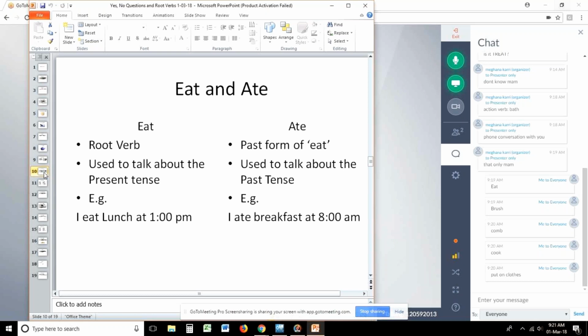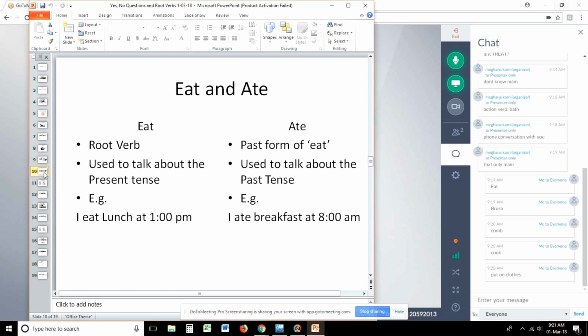So what is the difference between eat and ate? Eat is a root verb. A root verb is a verb which is used as it is without making any changes in it, and it is used to talk about the present tense, and everything that you do on a routine. Whenever you're talking about present tense, you use the root verb.